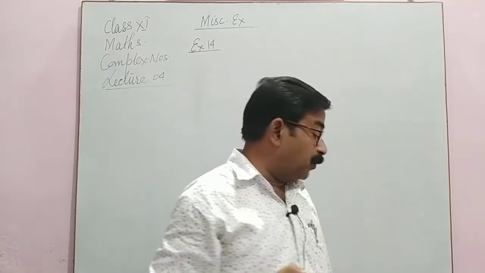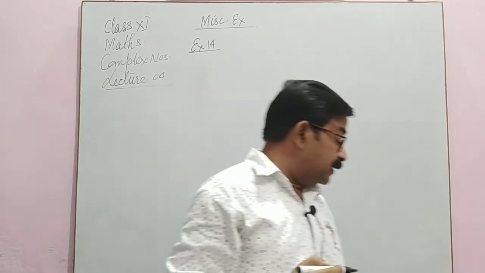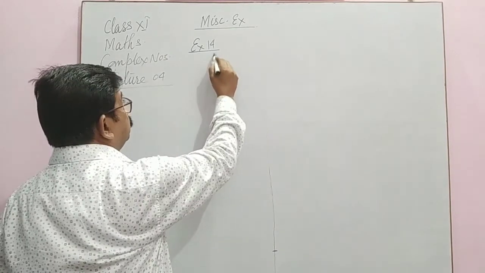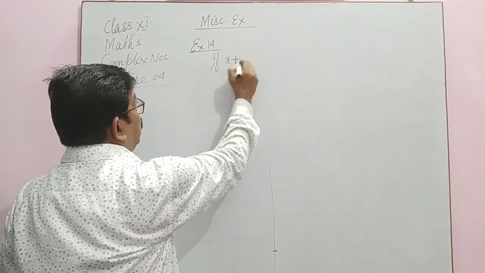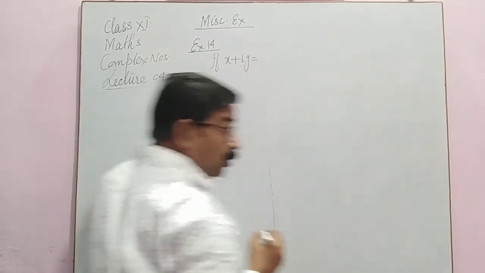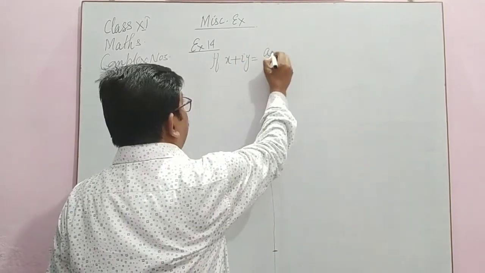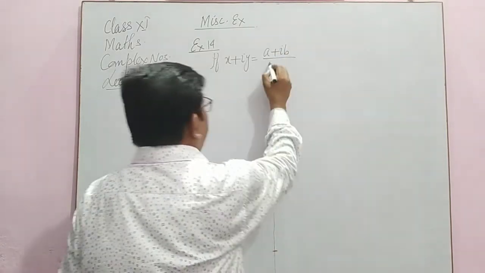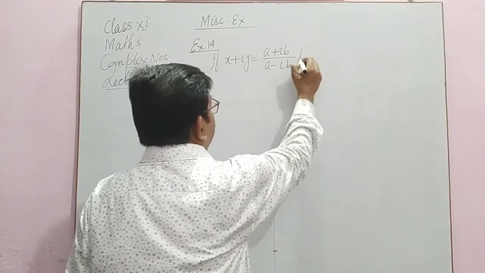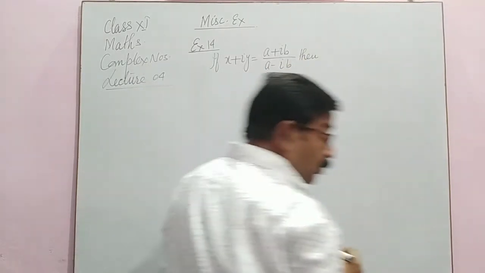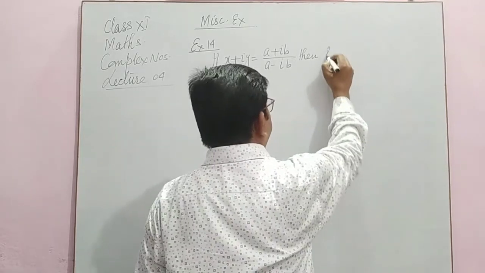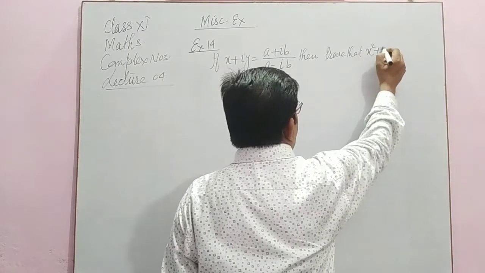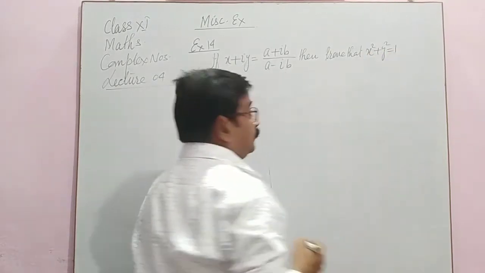Example number 14 is important, and the question is: if x plus iy is equal to (a plus ib) upon (a minus ib), then prove that x square plus y square is equal to 1.